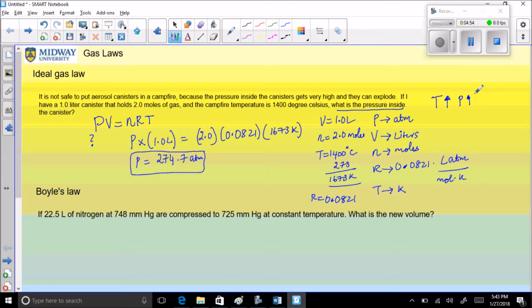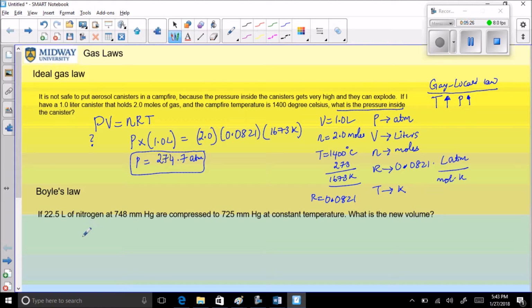Which law does this relate to? Gay-Lussac's law. Sorry, I meant to say Gay-Lussac's law. Charles' law is volume versus temperature, which would also apply here, but the volume of the aerosol container itself doesn't change. It's the pressure that is increasing. So pressure increases as temperature increases. That's it, we've finished solving the ideal gas law problem.